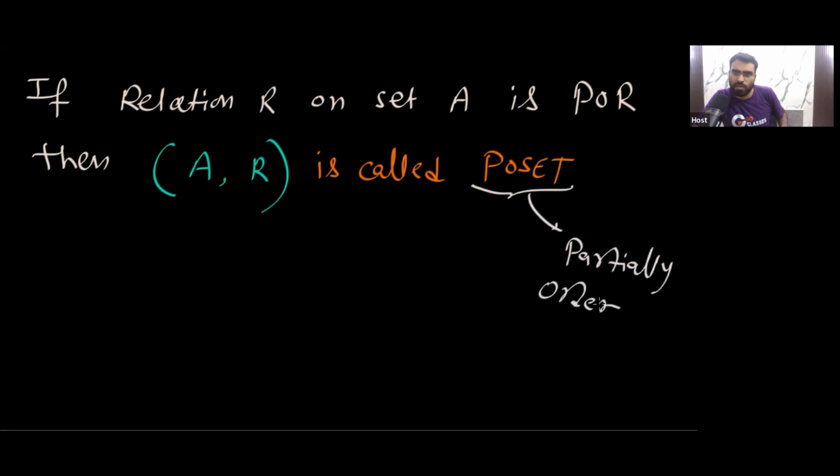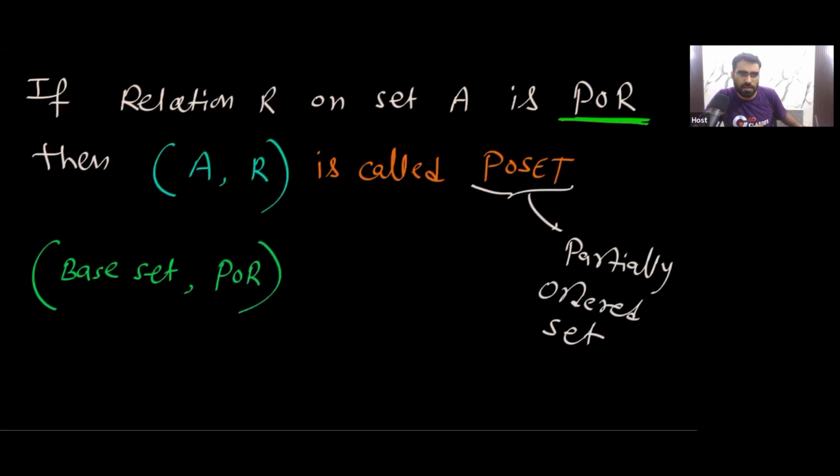Partially ordered set. Very simple point: if your relation is a partial order relation, then the pair (base set, partial order relation) is called a POSET. Remember, this is your base set, and on this base set you are defining the partial order relation. Now this complete thing is called a POSET. Is this clear?